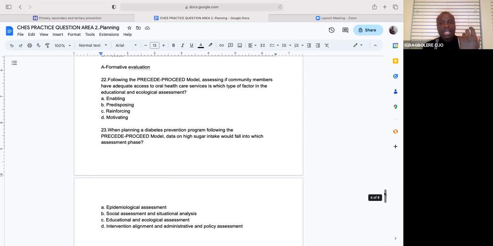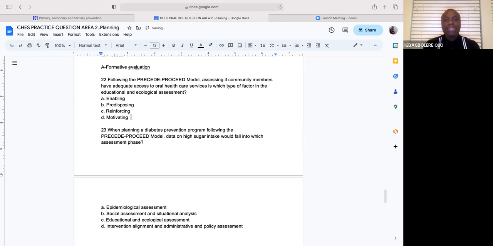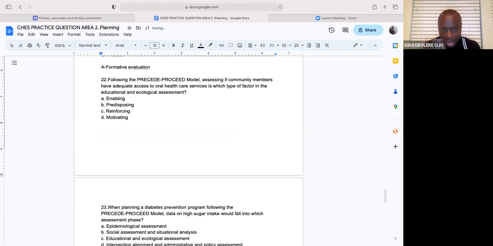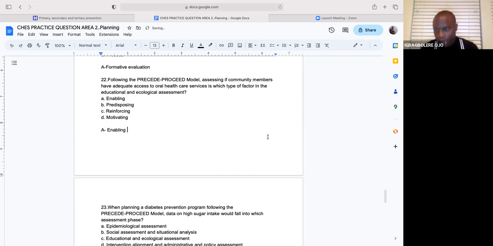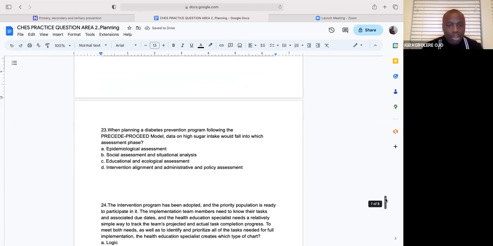So you want to assess if the community members have access to a particular type of service, all right? So it's enabling. Okay, the answer is enabling. I won't be giving explanation on this. It will be part of the next video I'm going to be sharing on area 2. So enabling, and it's also a CHES question. So let's move on to this.